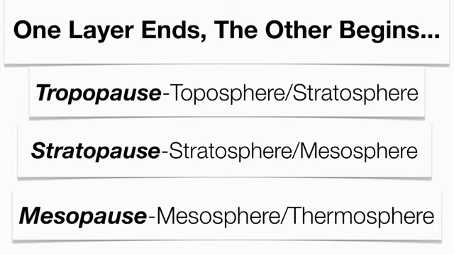Okay, so make sure you know the difference between the spheres, which are the layers of the atmosphere, and the pauses, which are the breaks. Now, where one layer ends and the other begins is all temperature dependent. If you go to your reference table, you'll see that relationship.